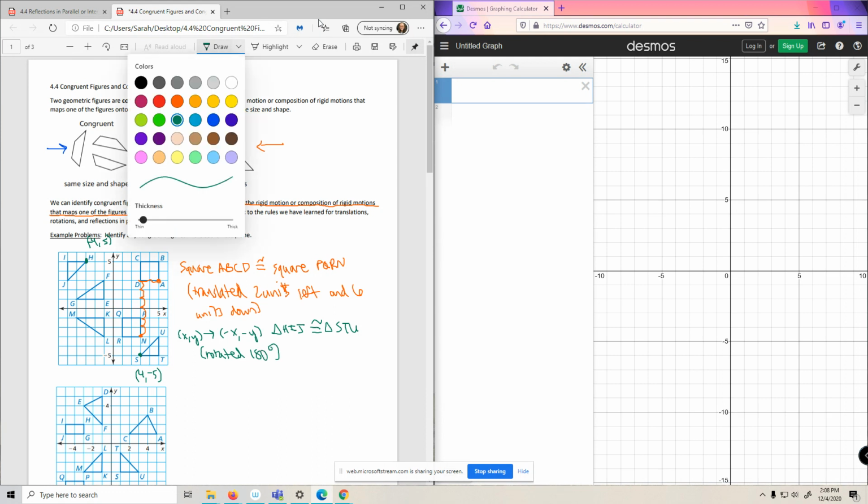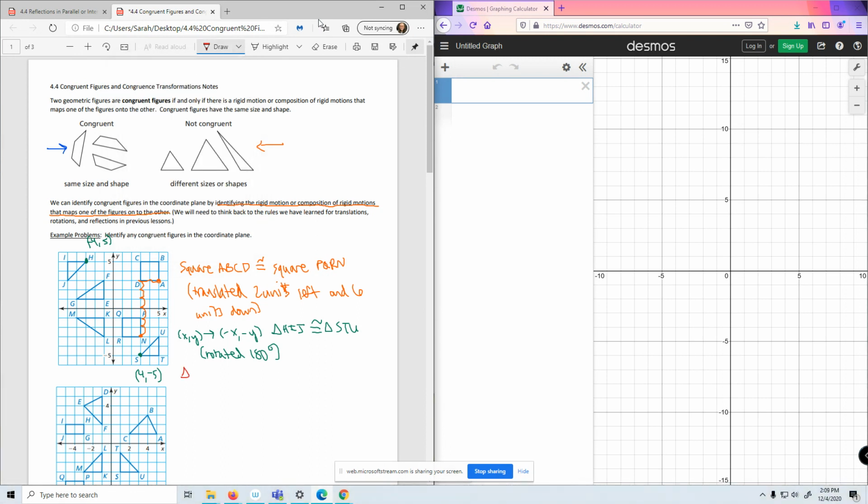The last two things that look like they are congruent appear to be the other two triangles, the ones we haven't talked about, EFG and KLM. Notice that one looks like an upside down version of the other, which means we probably have some sort of reflection going on here. If I reflect each of these points over the x-axis, EFG maps to KLM. So I can say triangle EFG is congruent to triangle KLM. And what we did there was we reflected in the x-axis.